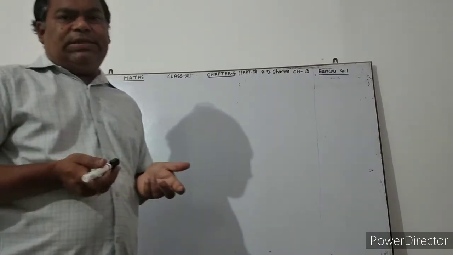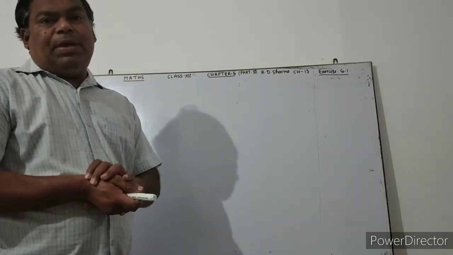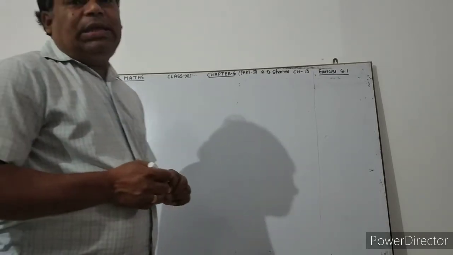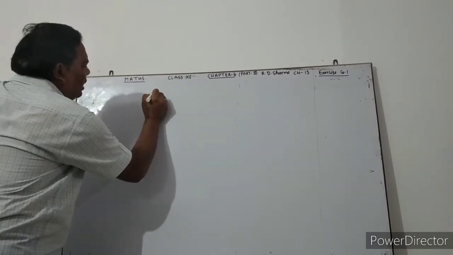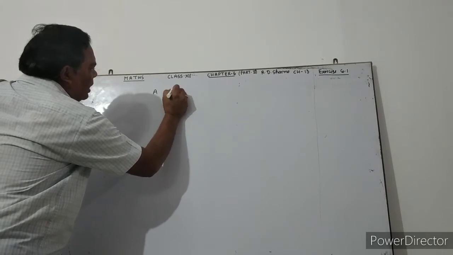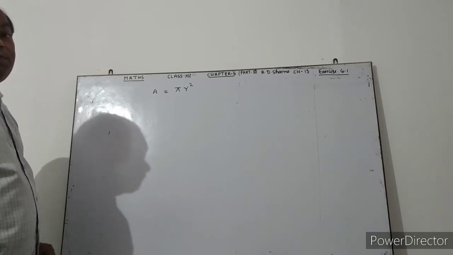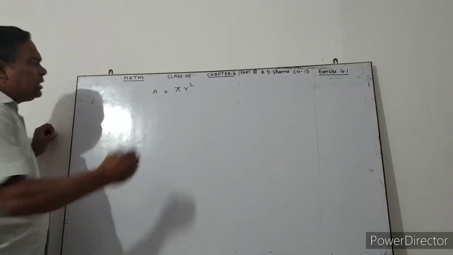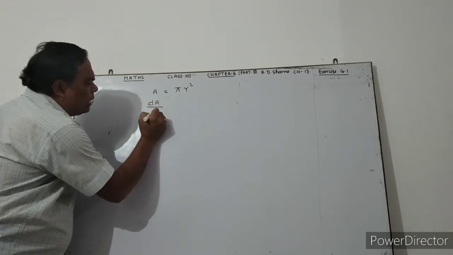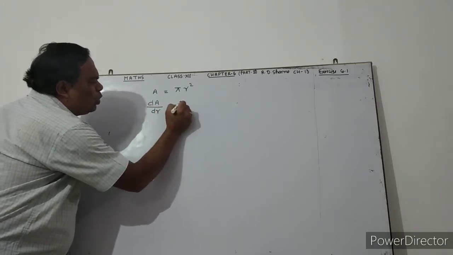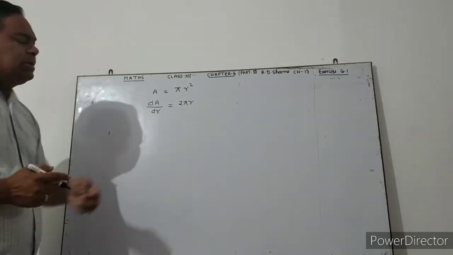Now what is the rate of change? Rate of change means the change with respect to the time. Suppose we give the example, area of the circle is A equal to pi r square. Now you differentiate with respect to the radius, then dA upon dr equal to 2 pi r. This is the rate of change with respect to the radius.